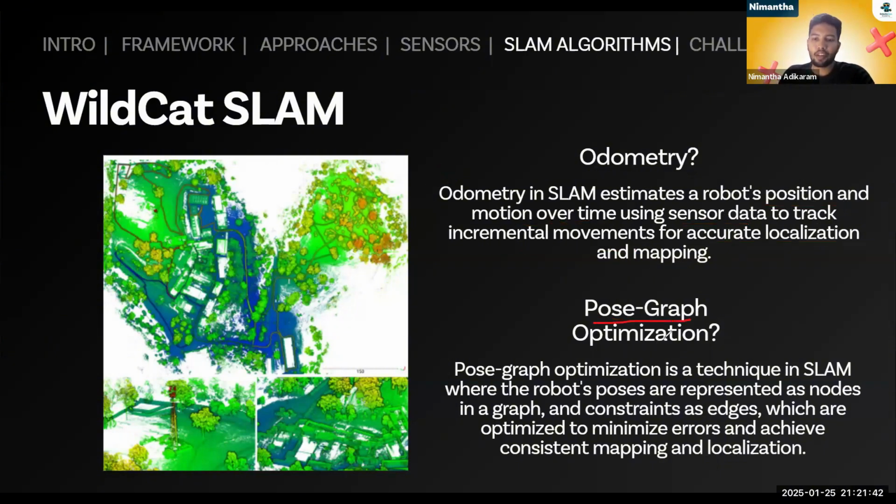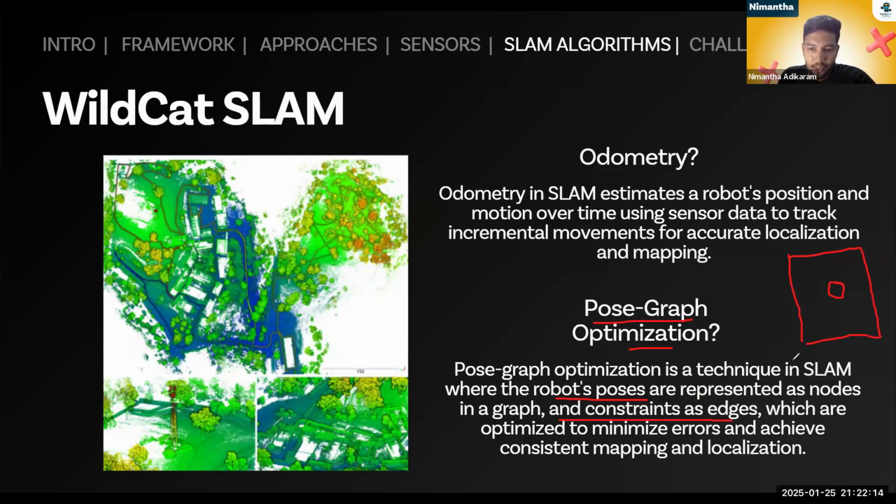Regarding pose graph optimization, the robot poses are represented as nodes in a graph, and we will have constraints as well. It is better to learn about optimization modules in your university, so you can get a good understanding about those optimization problems.